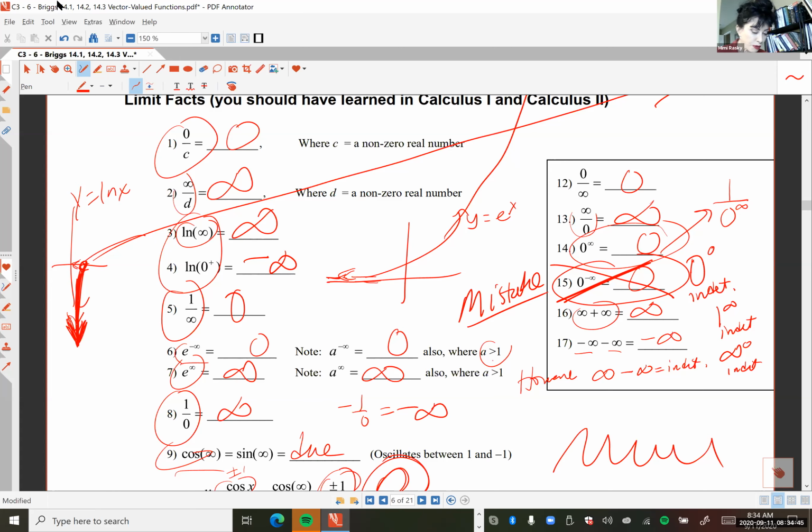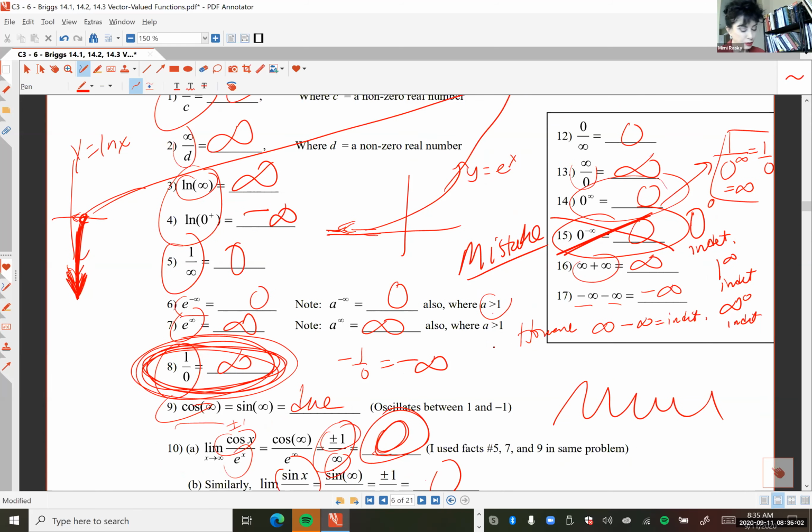But if we go over to one of the other limit facts that we did, which was number 8 there on your notes, what's 1 over 0 equal to? Infinity. Yeah. So that one, my apologies. I just wanted to correct that. After I got done with the lecture, I went, oh, well.